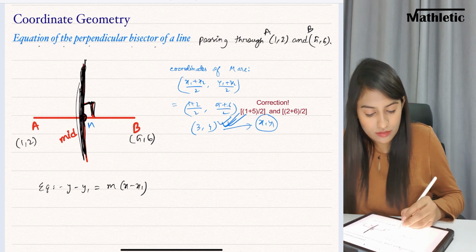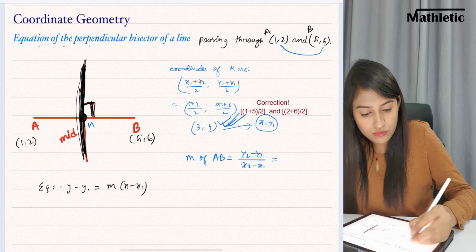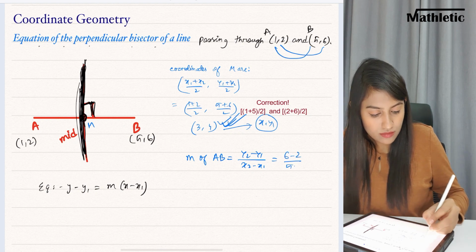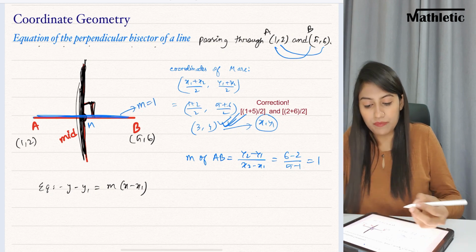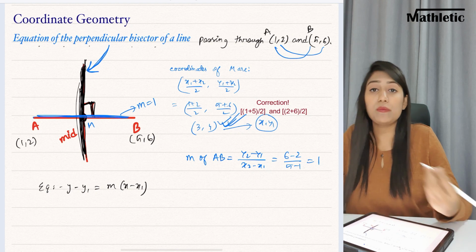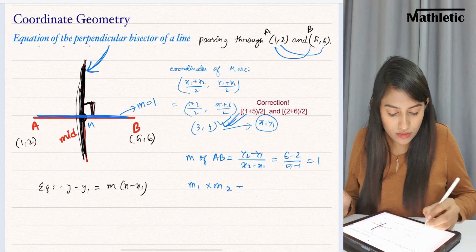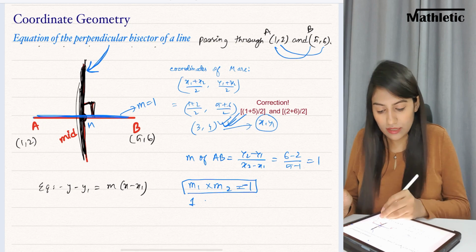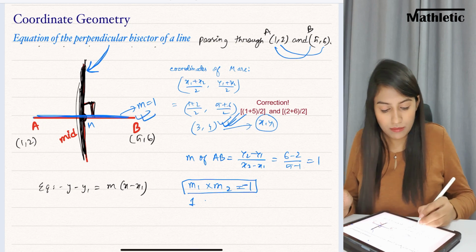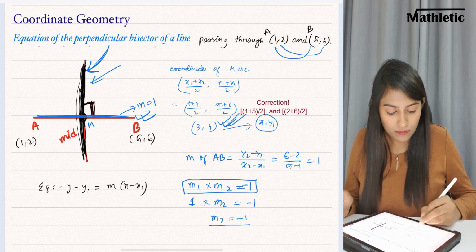Next we need the gradient, right? So the gradient of AB is (y2 minus y1) over (x2 minus x1), so basically (6 minus 2) over (5 minus 1). That's 1. But this gradient is for the line AB, and we need to find the gradient of this perpendicular bisector. For perpendicular lines the formula is m1 times m2 equals minus 1, right? If we substitute 1 as the gradient of AB, then m2, the gradient of the perpendicular line, is minus 1.